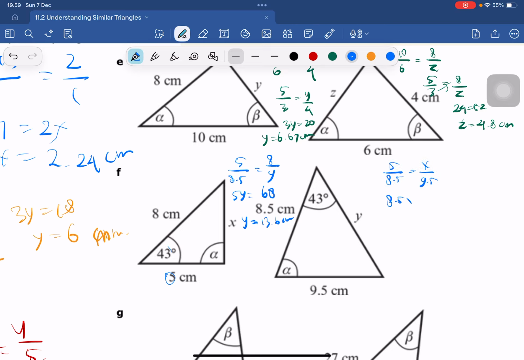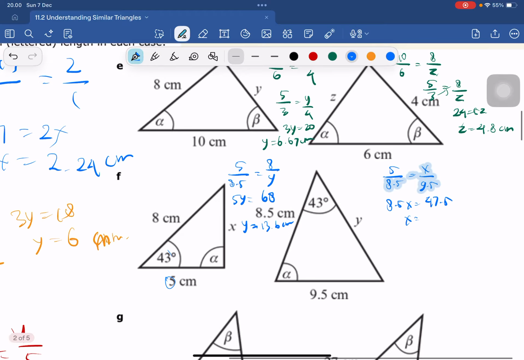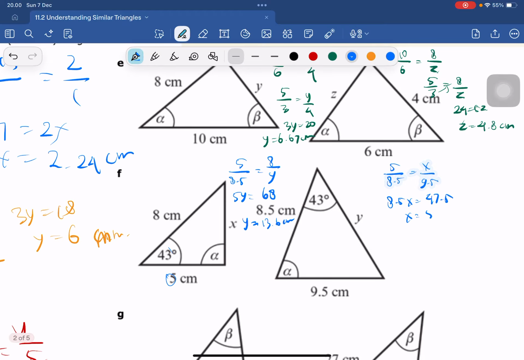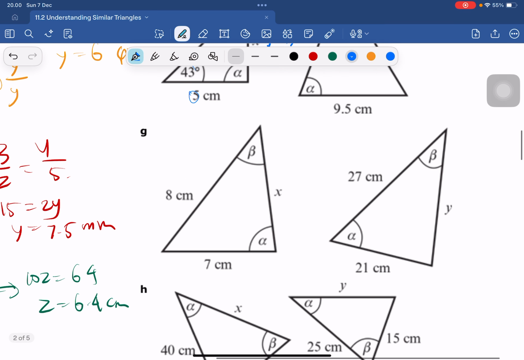While the x, let's proceed. So 8.5x equal to 9.5 times 5. So it's going to be 47.5. So we divide by 8.5 on both sides, 47.5 divided by 8.5. So the x, we will get 5.59 centimeters. Next, G.